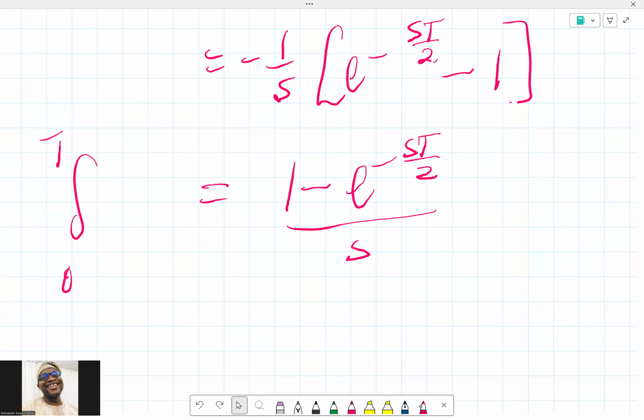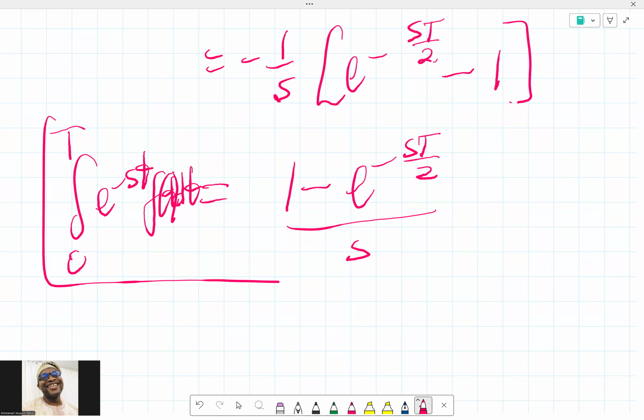Or, I mean, overall, right? We can look at the big picture. That's the integral from 0 to T of e raised to minus st f of t dt. So that's all we have for that right there.